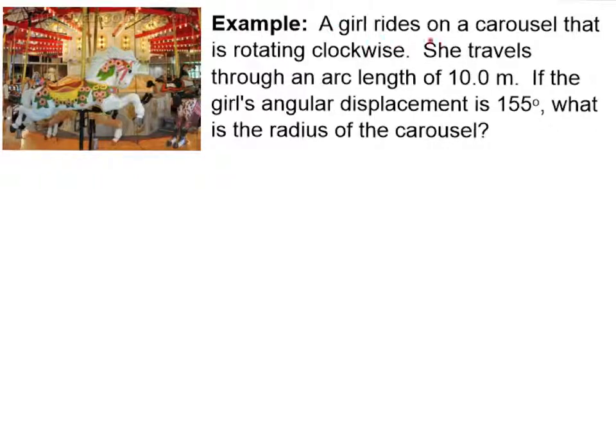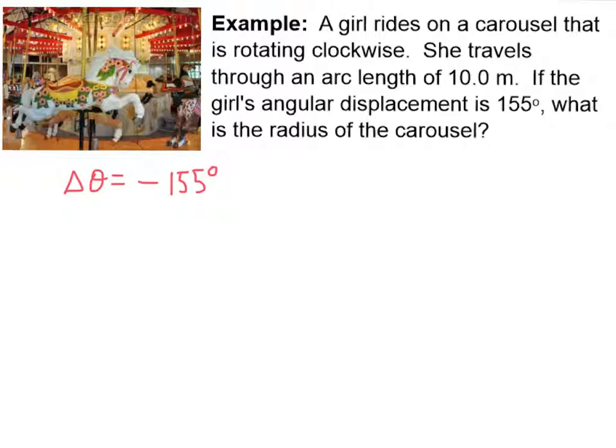Let's say that a girl is riding on a carousel that is rotating clockwise. And you know, this picture is showing that it's rotating counterclockwise. I realize that. So flip that around in your mind. It will be rotating clockwise, and she travels through an arc length of 10.0 meters. If the girl's angular displacement is 155 degrees, what is the radius of the carousel?